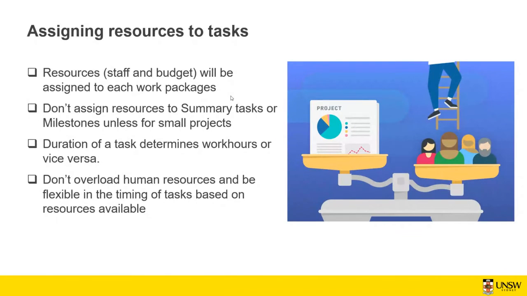Duration of a task determines work hours, or vice versa. Sometimes you know exactly how long this task is going to take, and based on that, you allocate the work hours. But sometimes you need to calculate the work hours needed to finish that task, and based on that, you can calculate the duration of a specific task.